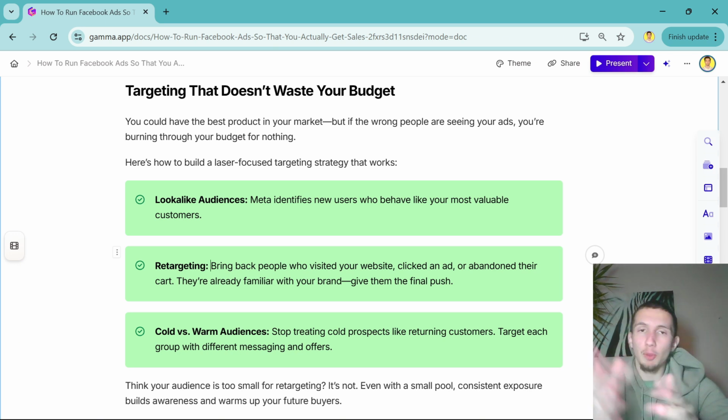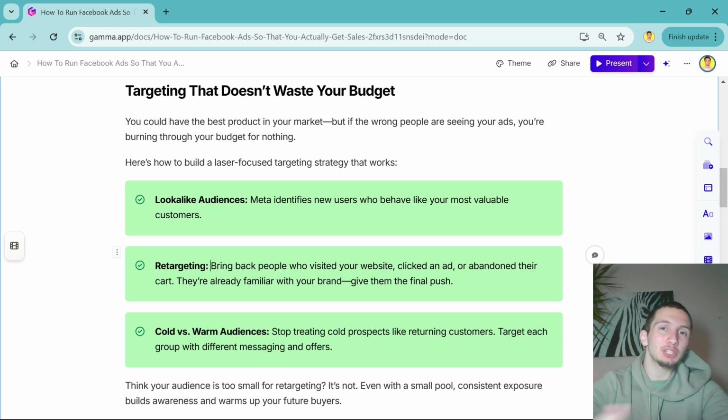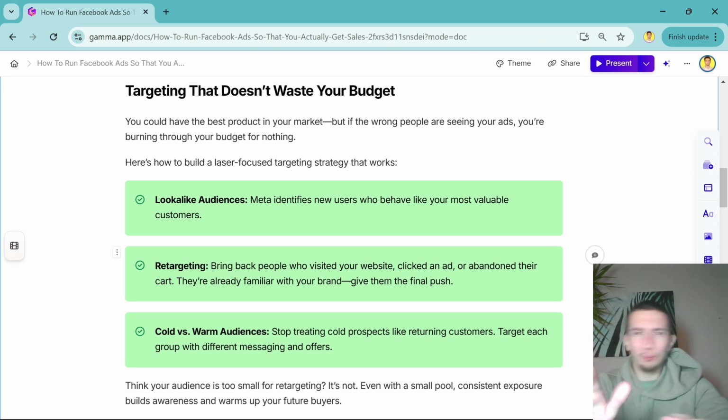But if you're not matching the level of awareness and sophistication inside of your market in your retargeting ads, then you are wasting a whole bunch of money.